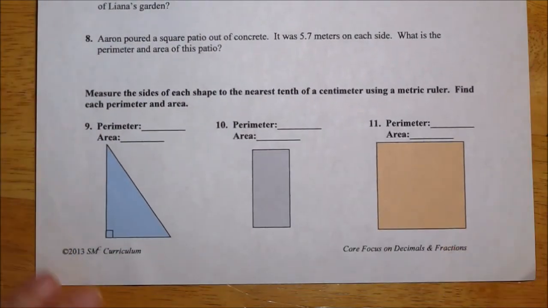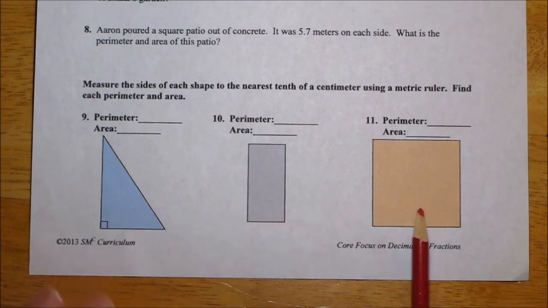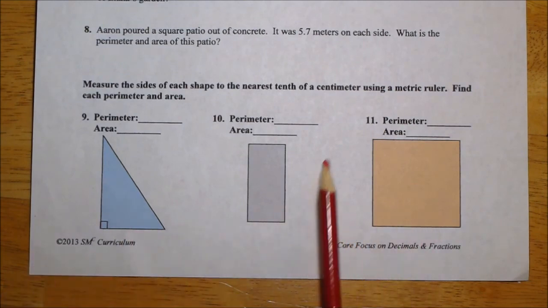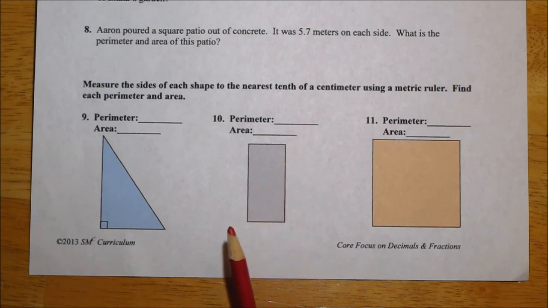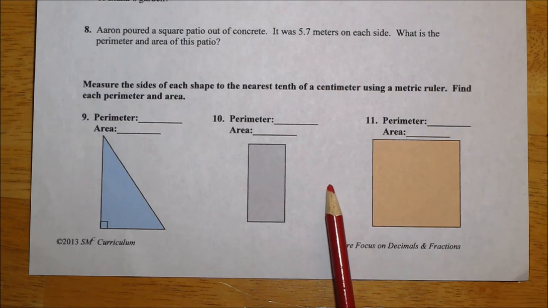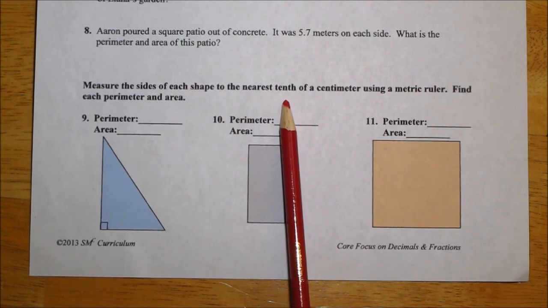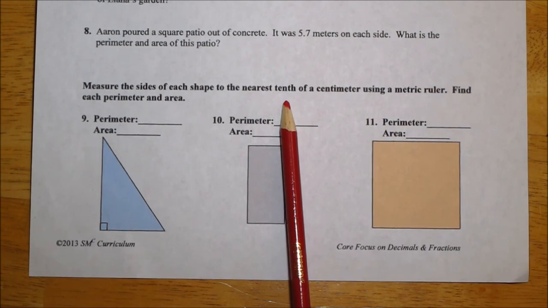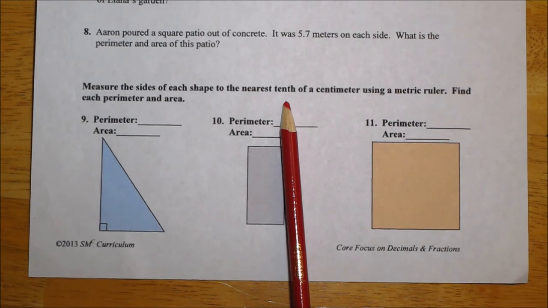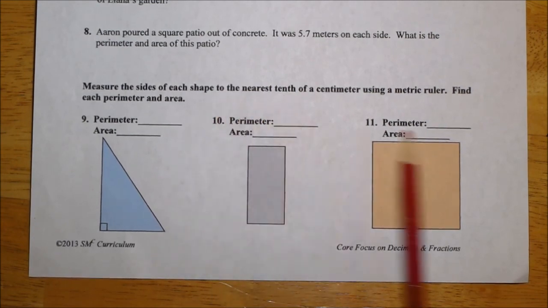And then down at the bottom here, you're going to have to measure these shapes yourself, and then figure out the perimeter and the area. So remember that you're measuring in metric. Use the centimeter side of your ruler. And when it says to the nearest tenth, remember there are 10 little tiny marks in the centimeters. Each one of those tiny little marks means a millimeter. So a centimeter is divided into tenths. So if it says measure to the nearest tenth, that means measure exactly.